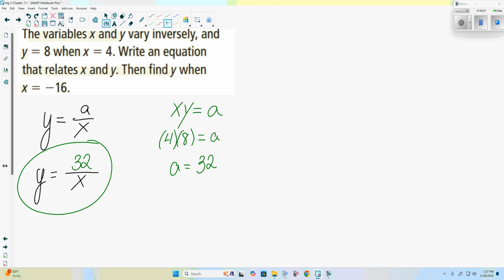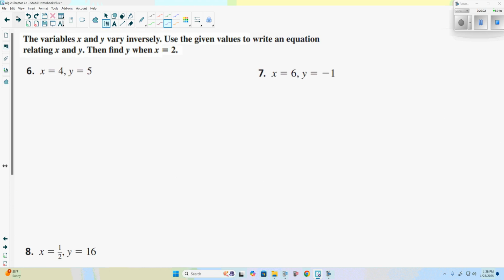All right, guys. And the last thing we need to do is find the value of y when x is -16. So we replace x with -16. 32 divided by -16 is -2. So our 2 answers are y equals 32 over x and y equals -2. 2 parts. Questions on this here? Do we have questions on any of these here? Do we need to see another example of one of these here?